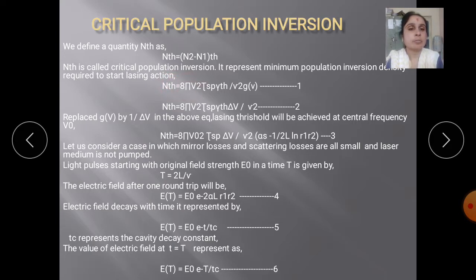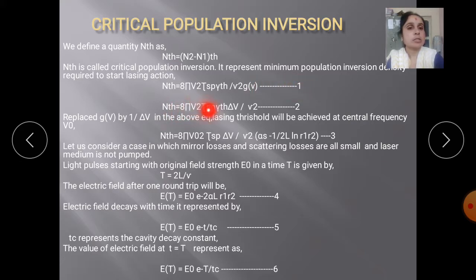In this critical population inversion condition we get N_th equal to 8 pi v squared times t spontaneous gamma_th upon v squared g of v, where t spontaneous denotes the spontaneous emission lifetime. Here g of v is the line shape function, defined over the frequency separation between the two levels. So, that will be the first equation.